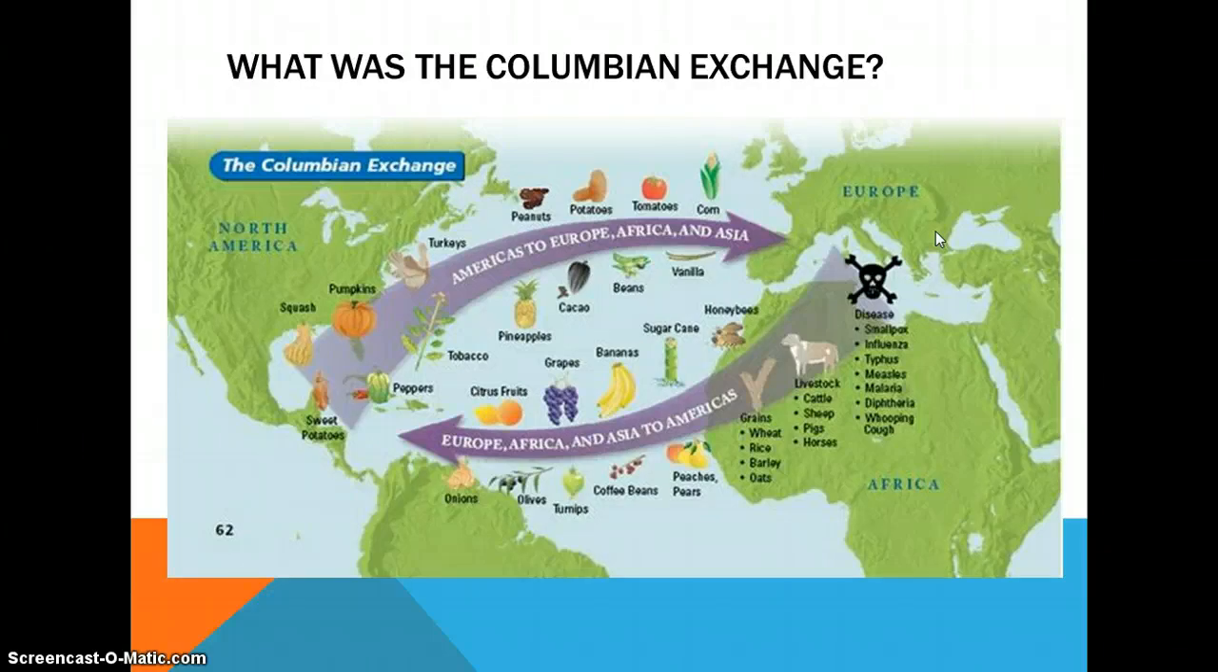Now, we have fruits, like citrus fruits, grapes, bananas, sugarcane. They make their way from Europe or Africa and Asia, and they come all the way to the Americas and are brought in. And very interestingly, the animals. Livestock, cattle, sheep, pigs, horses, those were all Old World animals. They did not exist in the New World, but they came over on the ships, and the Europeans used them in the New World.